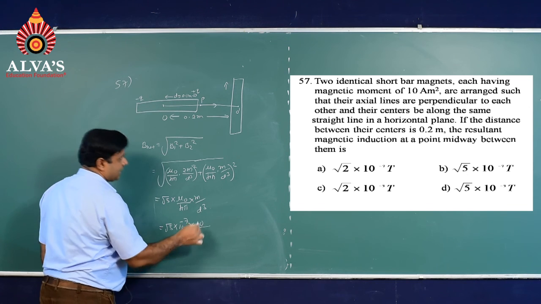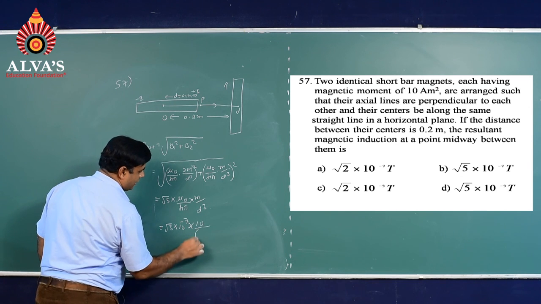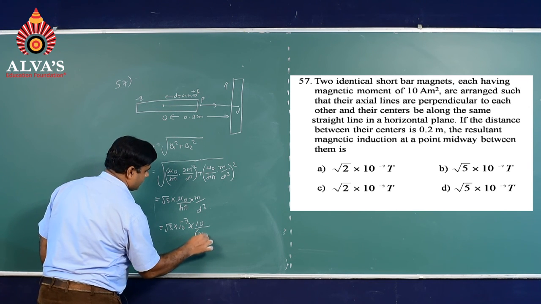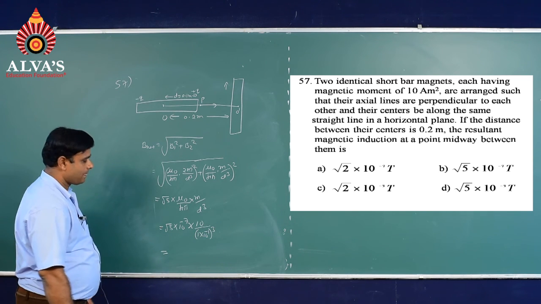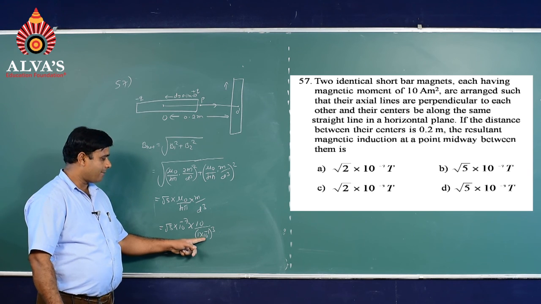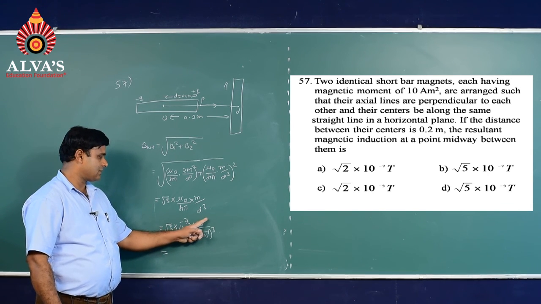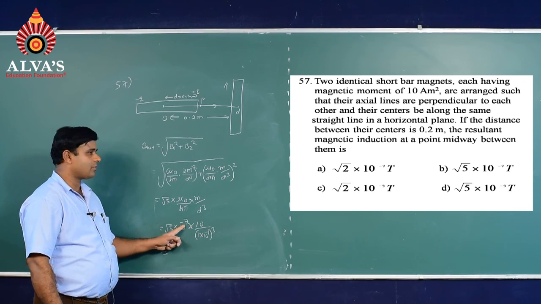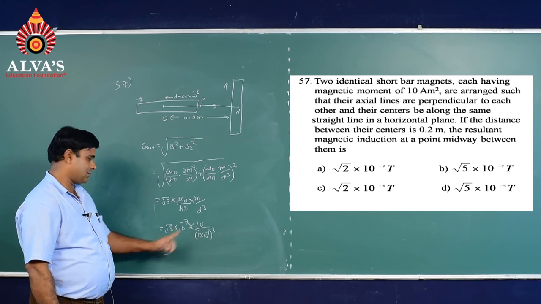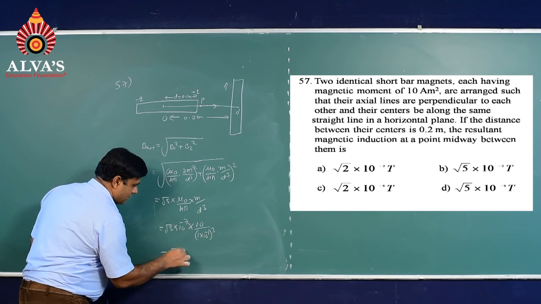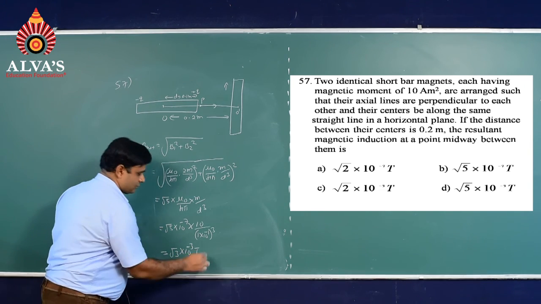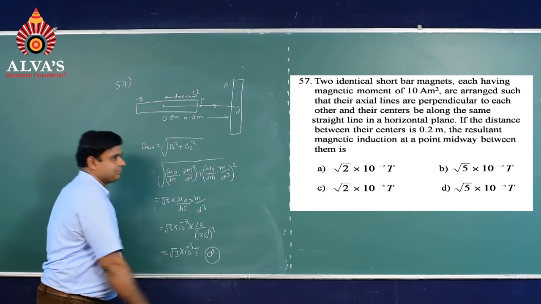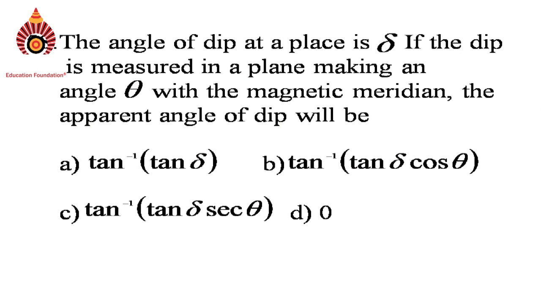Magnetic moment is 10, distance is 0.1, which is 1 into 10 to the power minus 1 cube, which is equal to 10 to the power minus 3. So the powers become plus 3 plus 1 plus 4 plus 4 minus 7 minus 3. So, the answer is root 3 into 10 to the power minus 3 Tesla. So, answer is D.